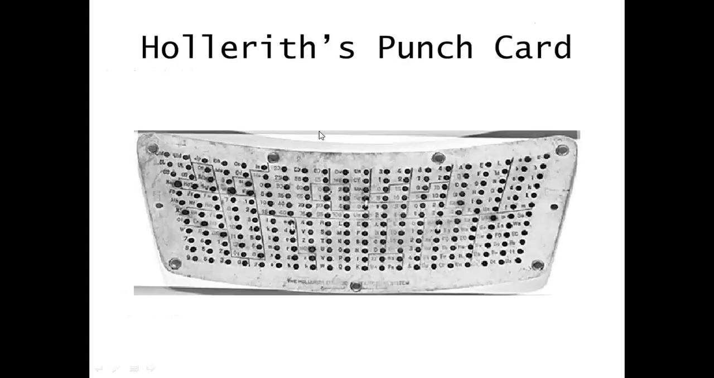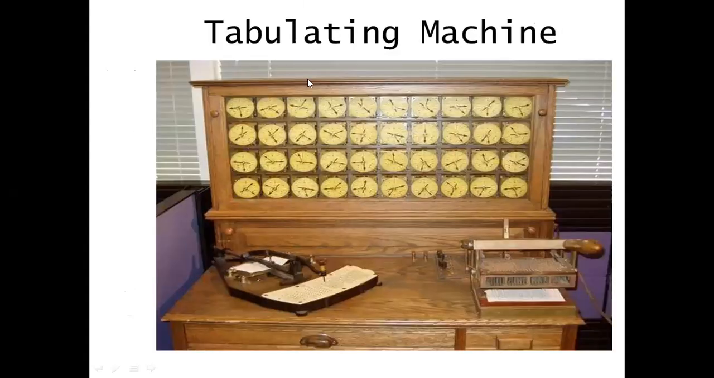This is the punch card. It has holes. These are called the holes. It's called a tabulating machine. It looks like this, the tabulating machine.